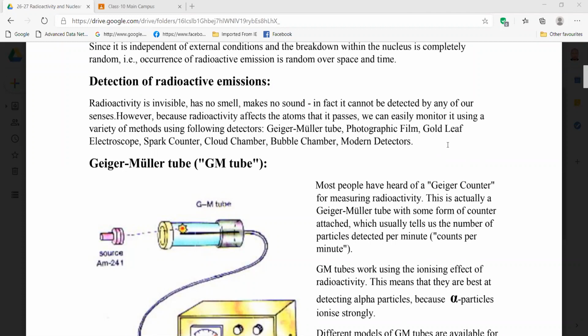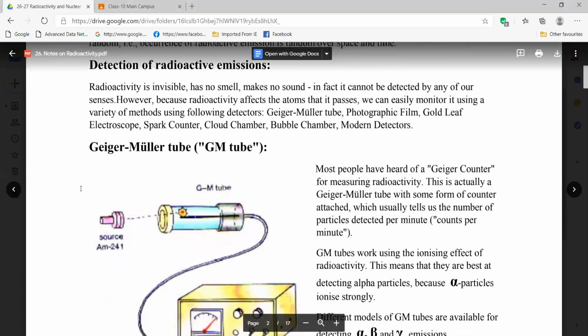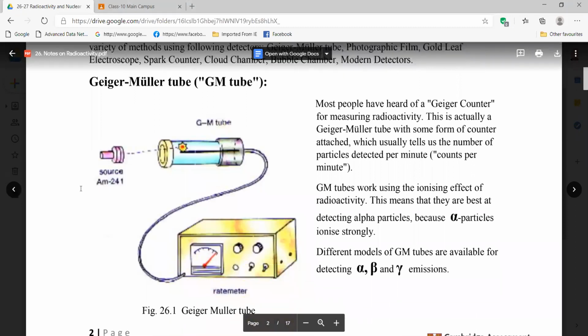So we have these detectors. I even used a Geiger Muller tube in our physics lab when I was a student of physics at Dhaka University. That time we did some experiments on nuclear physics. I saw the Geiger Muller tube, and we worked on it when we were master's students. And here we have the diagram of the Geiger Muller tube. You see the diagram.